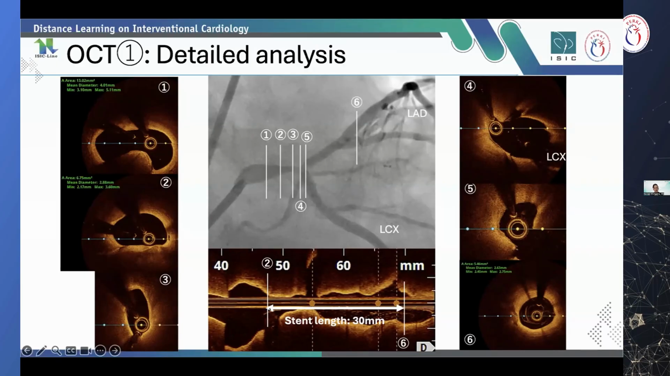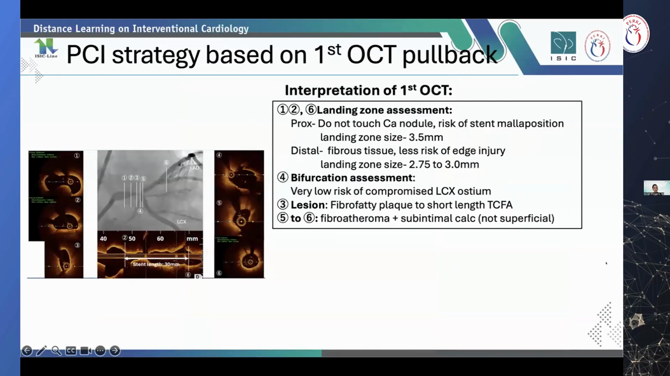And I decided to put in a 30 millimeter stent. And also the proximal landing zone reference is a maximum of 3.6 millimeter, and the distal landing zone vessel diameter is around 3 millimeter. So from the first OCT interpretation, landing zone assessment is very easy. I did not touch the calcified nodule at this moment, because of the risk of stent malposition.